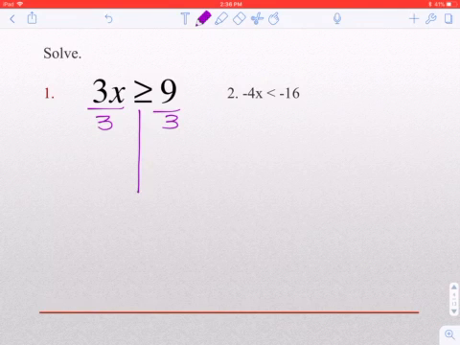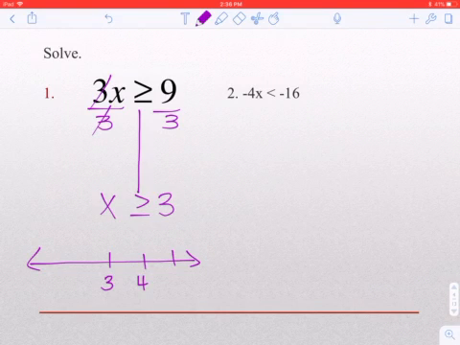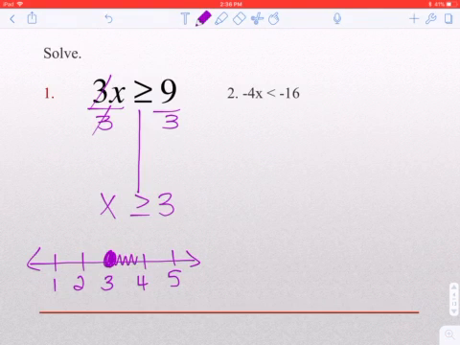Once you divide by 3, they cancel on the left and you're left with x, and 9 divided by 3 is 3. When we graph this on a number line, I have a closed circle at 3, and I'm shading everything to the right. I can plug in any number greater than 3 to my solution and it would work. 4 would work, 5 would work, and so on.